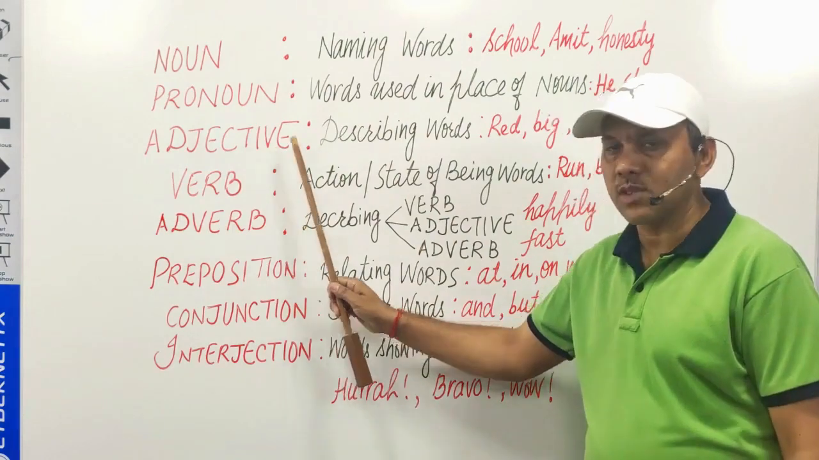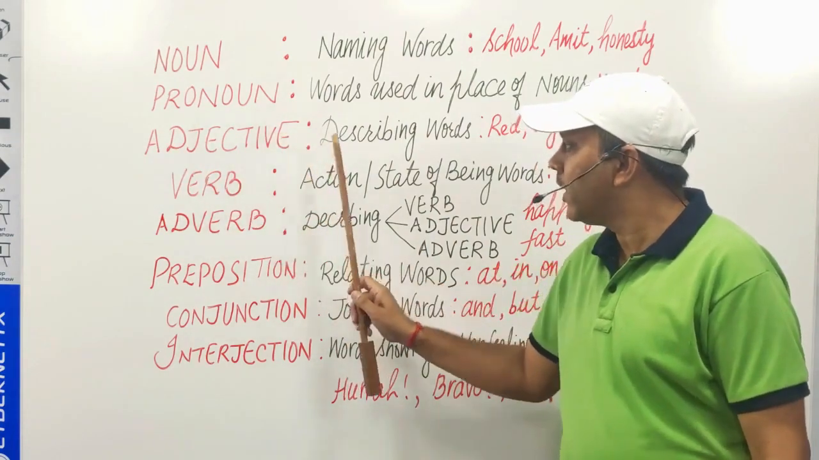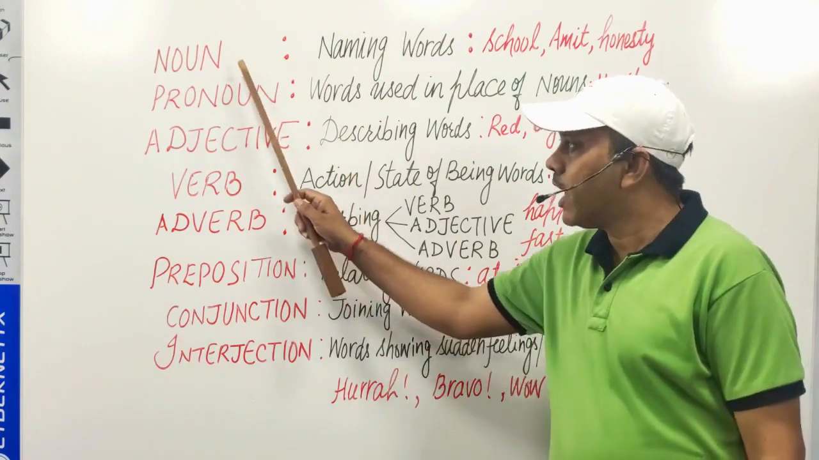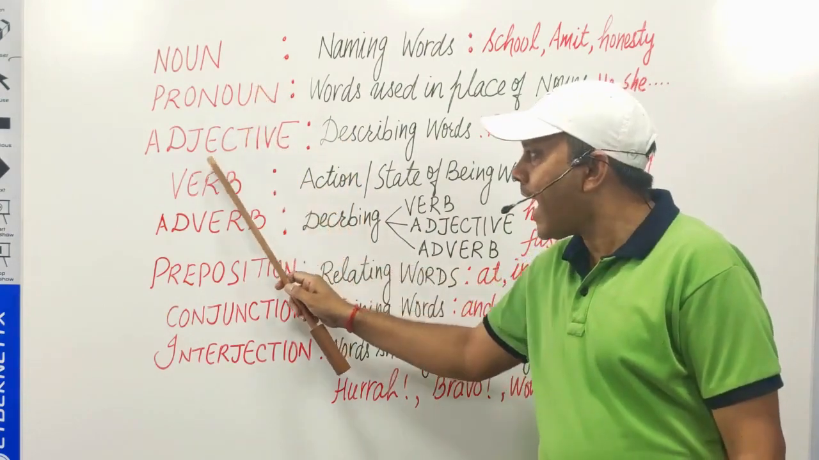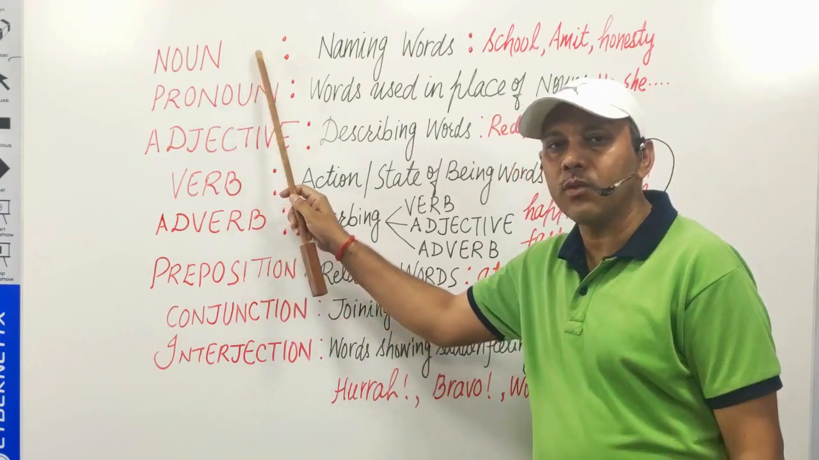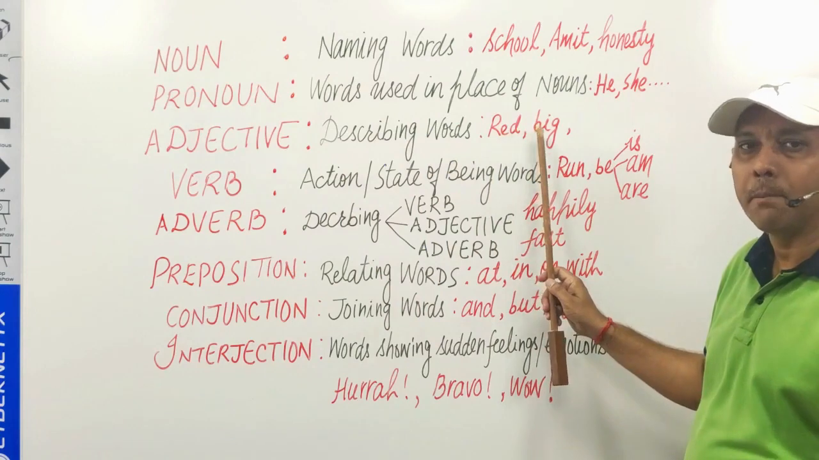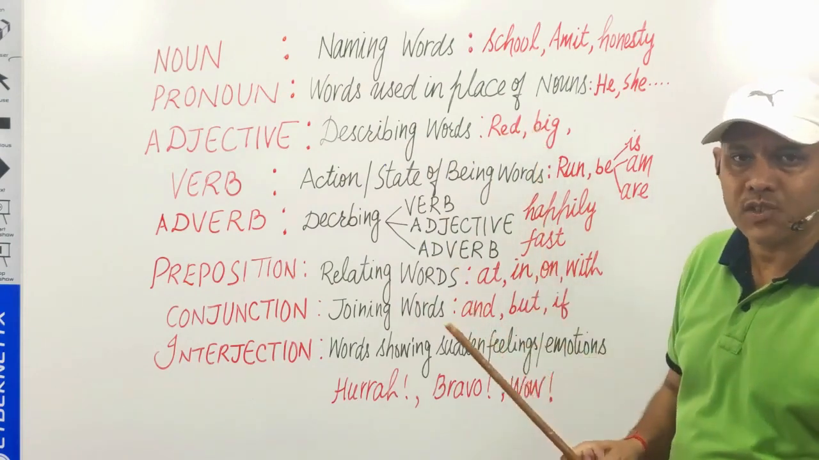Next is adjectives. Adjectives are describing words. What do they describe? They describe nouns or pronouns. They add something to the meaning of nouns and pronouns. For example, red, big, small, etc.